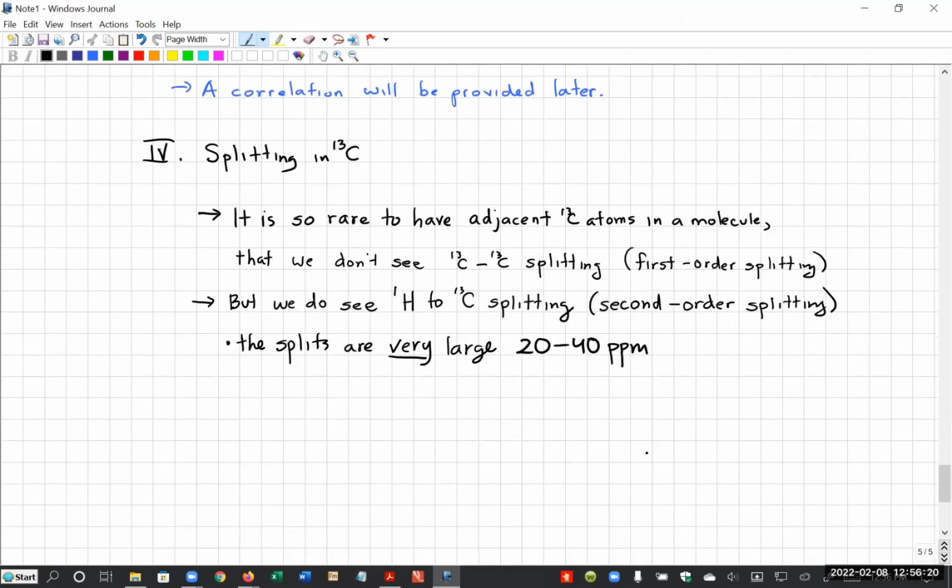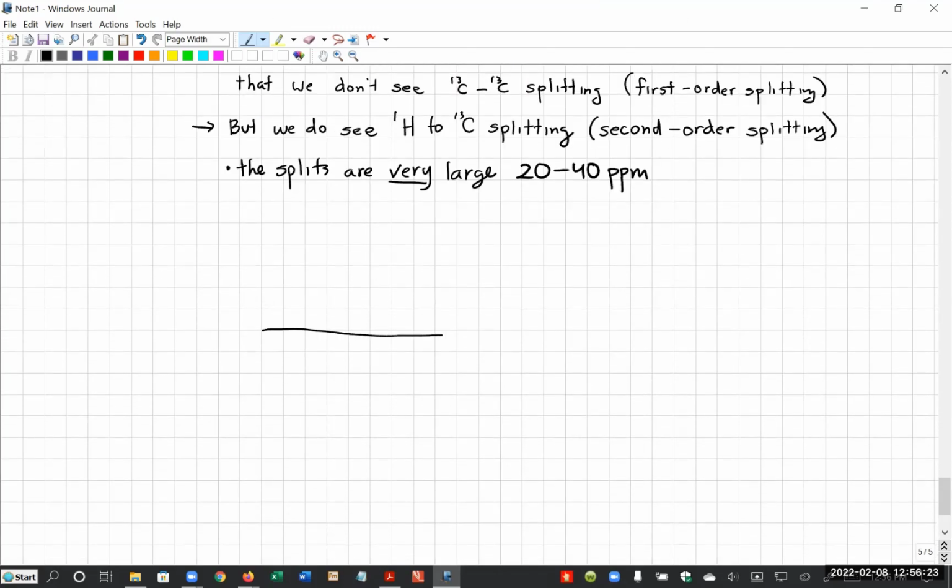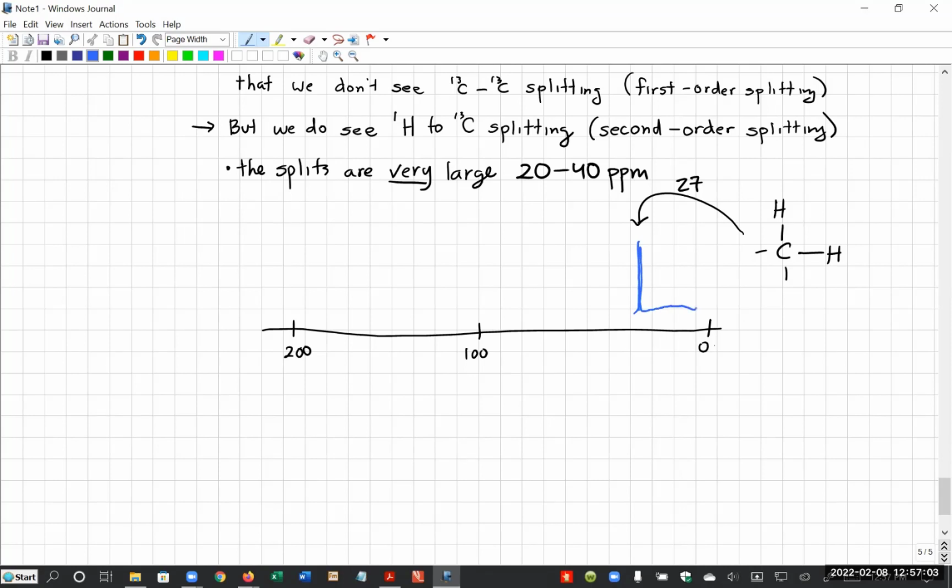So what I mean by that is, if we had a carbon-13 NMR spectrum, if this is 100, this is 200, this is 0, and we had a CH2, and it was absorbing basically here at, let's say, 27. That would be a reasonable thing for that. But it would be split like this. We would see a smaller one way over here, and we would see a larger one way over there.